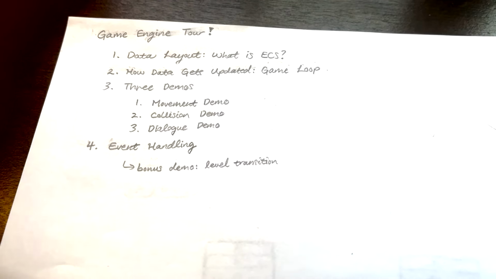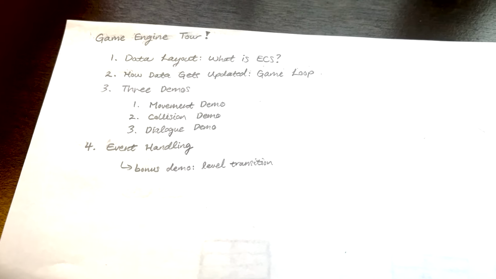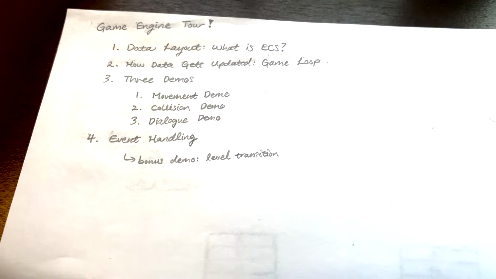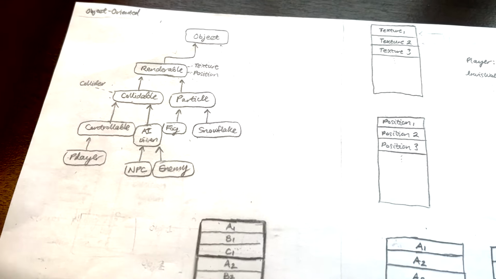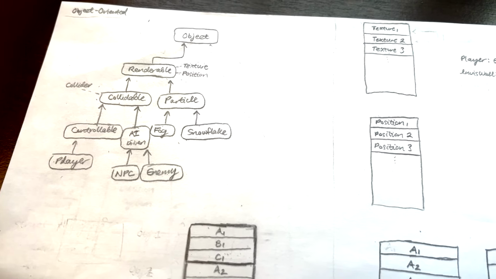So, number one, data layout. How do we represent our game objects in memory? Spoiler alert, we use ECS. Before we go into ECS, let's start with a strawman implementation. So, let's start with the strawman approach of object-oriented programming.